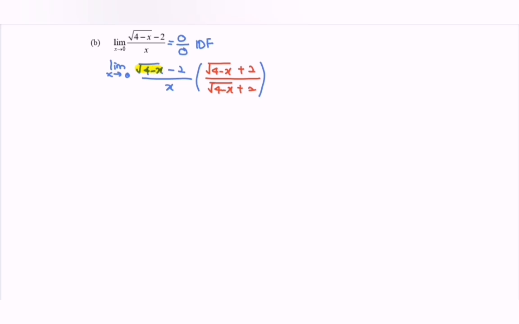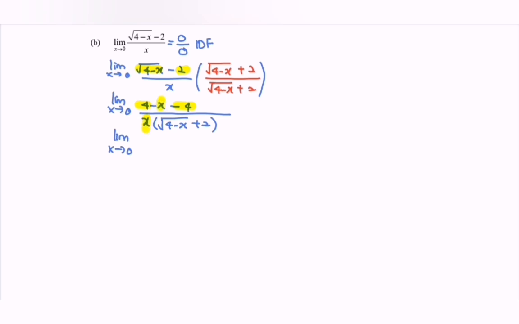For this case, a squared, so we will have limit when x approaches 0, 4 minus x minus 4, for the b squared. So here we will have x over x multiplied by square root of 4 minus x plus 2. So kindly simplify. Limit when x approaches 0, for this case we have 4 minus 4, 0, negative 1x over 1x.